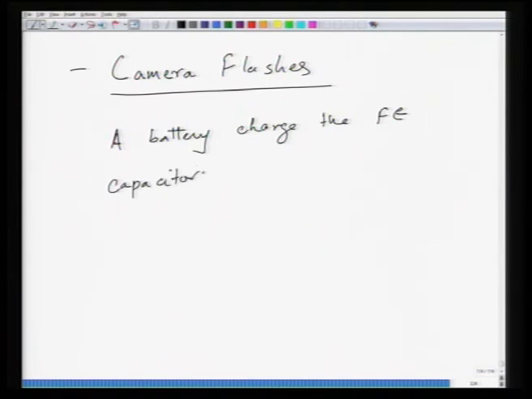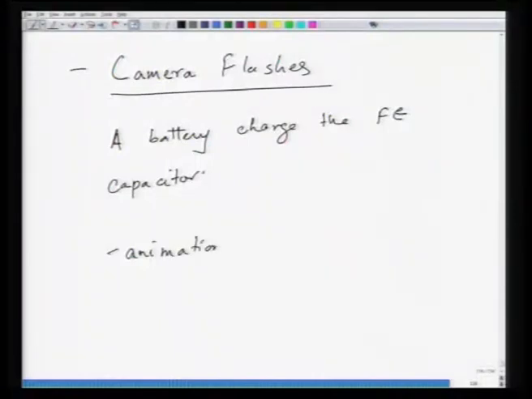So, you charge the ferroelectric capacitor using a battery first, and when this is fully charged, you connect this ferroelectric material to a bulb, and then since this material is charged, it gives this energy to the bulb, and the bulb flashes. Now, once the bulb has used the charge, the ferroelectric capacitor is discharged, and you need to charge it again. So, this is what is used for camera flash applications. Again, there are animations on this side which you can go through to see how a flash bulb operates.